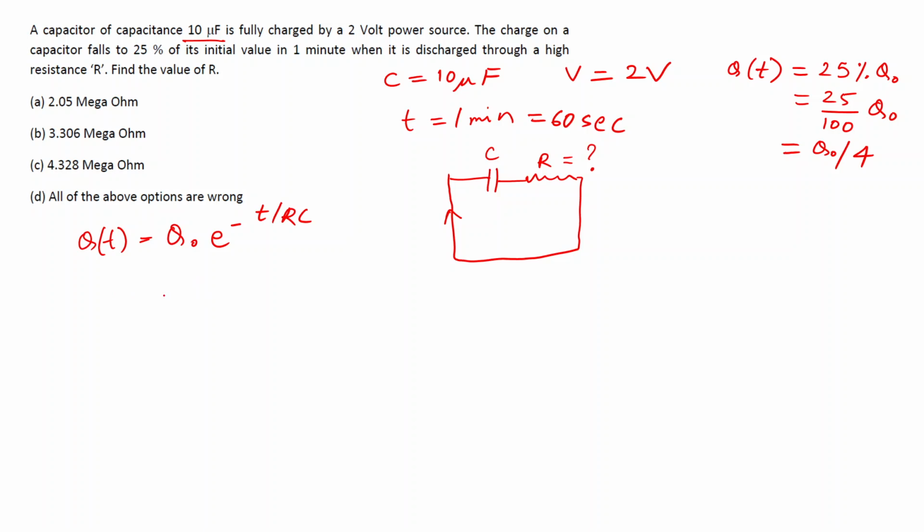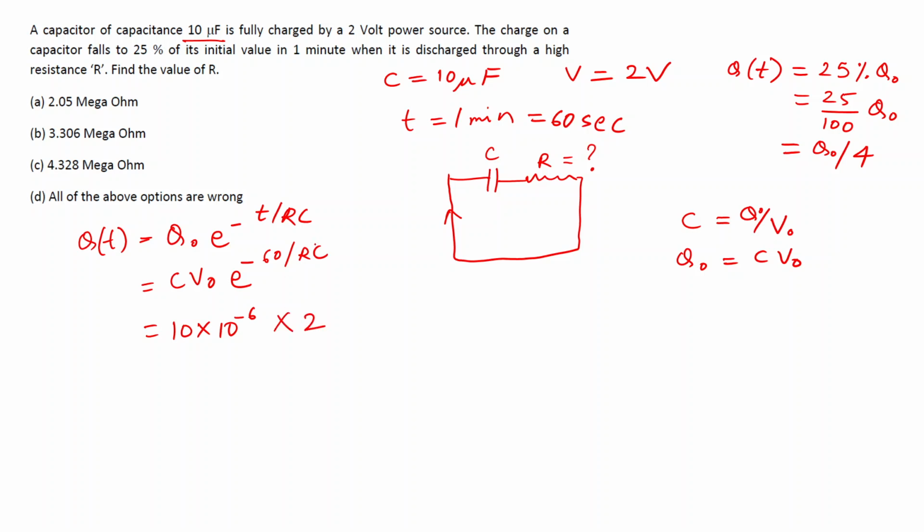Okay, so what will be the value of Q naught? Actually, we know C is Q by V, right? So at time t equal to 0, when the charge is maximum, it will be Q naught by V naught. From here we get Q naught is C times V naught. Putting this here, C V naught e to the power minus, now this time is 60 seconds. Let's put the values also. C is 10 microfarad, micro means to the power minus 6. V naught is 2, initially it will be 2 volt.